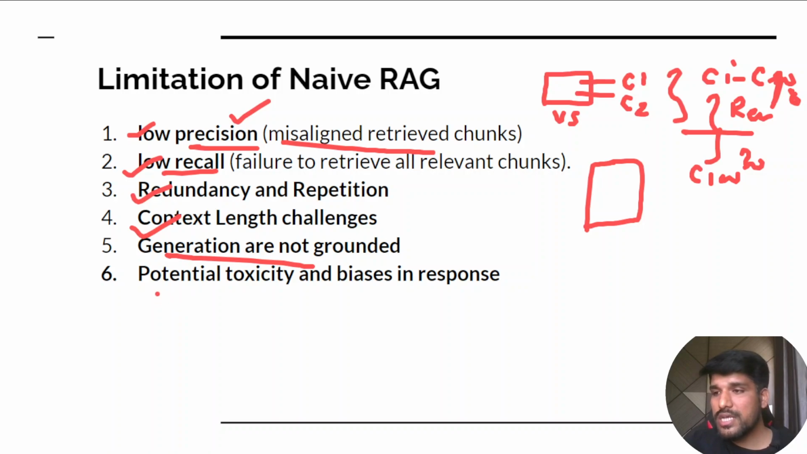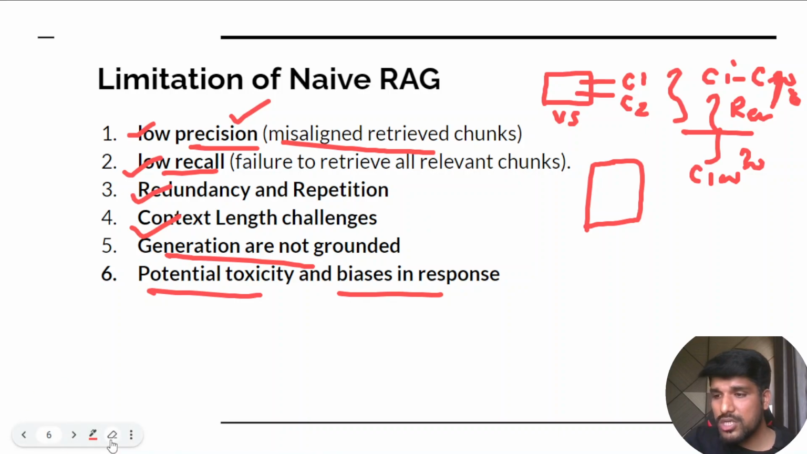The sixth limitation is potential toxicity and bias in responses. Sometimes your text generation is biased. So that is again a limitation of the RAG system. I hope you understand these limitations.